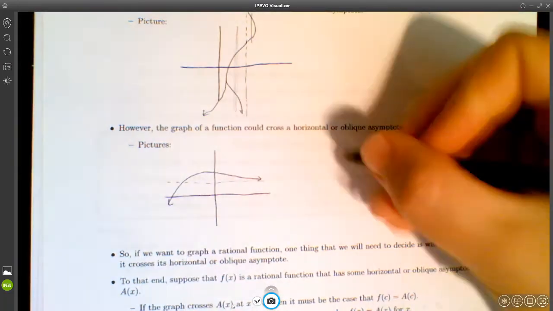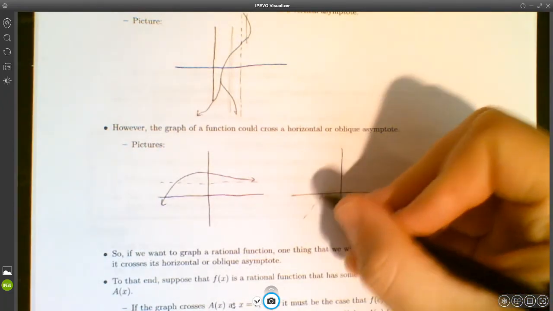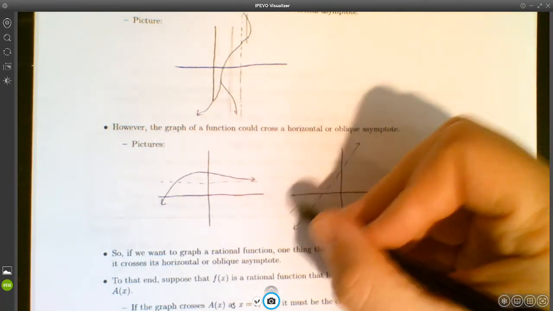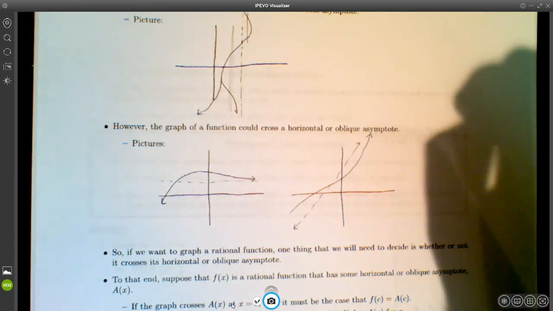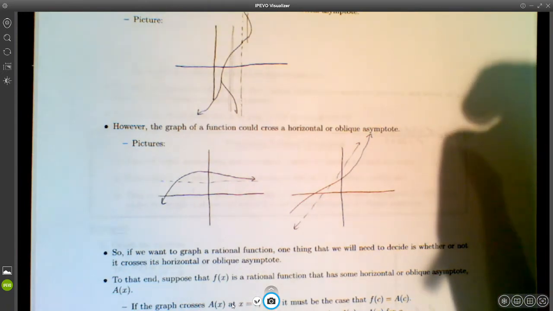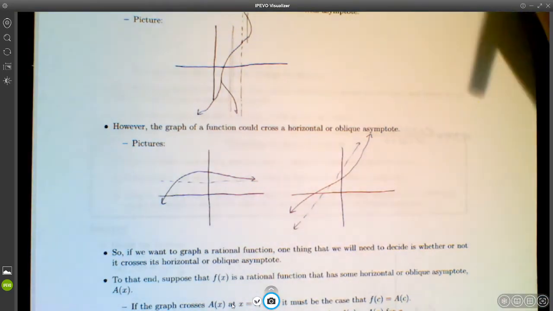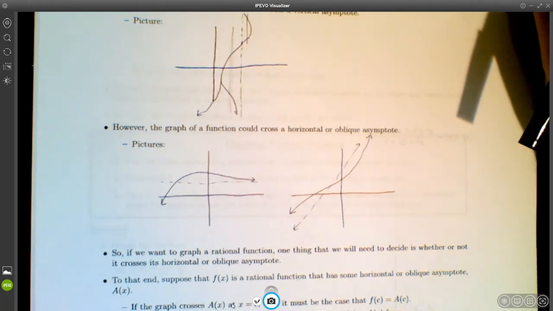And the same thing if you had an oblique asymptote. Right? So if you had some kind of oblique asymptote, you could easily have a function that does something like this or whatever, and that would be perfectly fine. It's not failing the vertical line test when it does that. So anyway, a graph can cross a horizontal or an oblique asymptote. It just can't cross a vertical one.